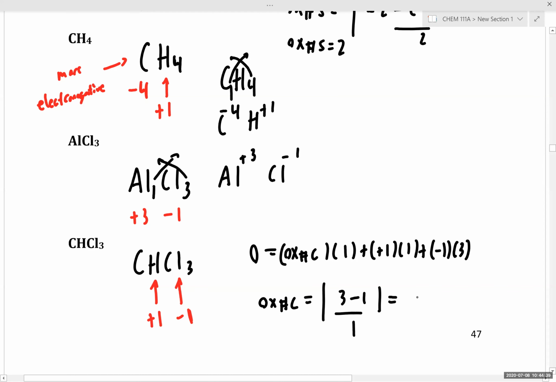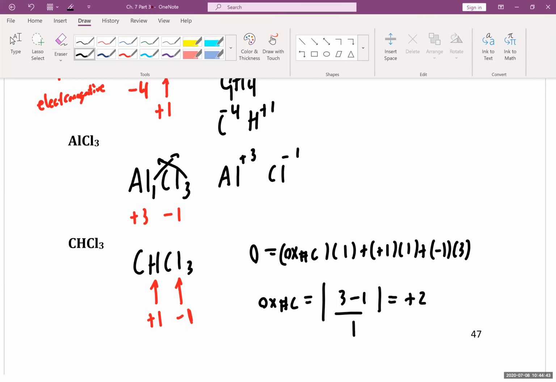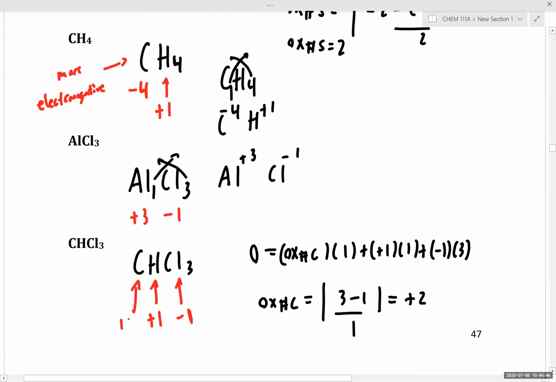Three - 1 + 2. Yep, exactly right. So carbon has an oxidation number of +2 in this compound. Does that make sense to everyone so far? Any questions on these examples?